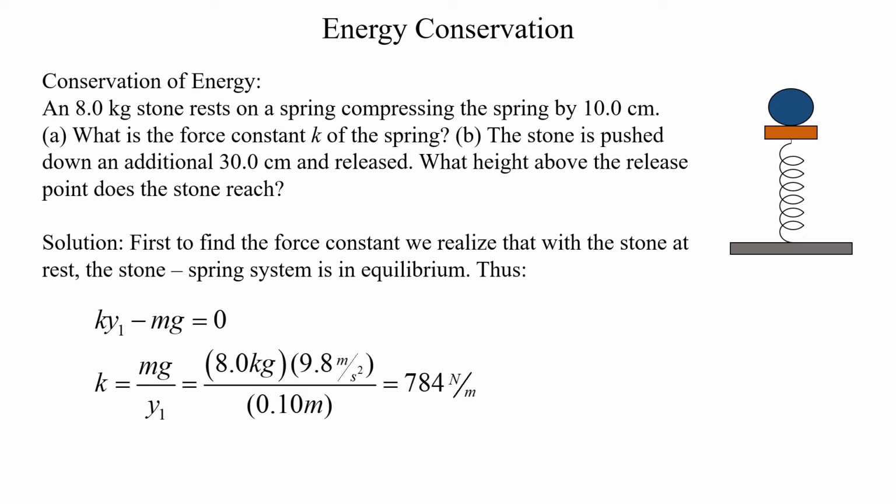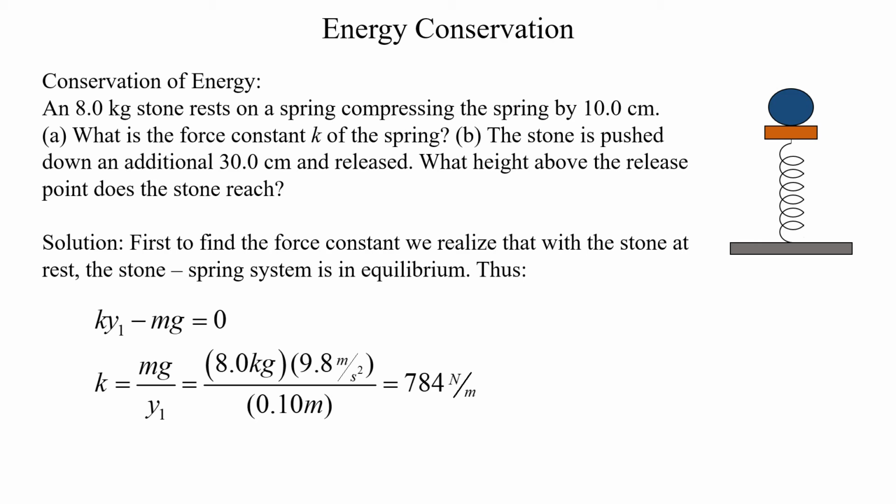So we have the 8 kilogram stone resting on the spring and compressing it by 10 centimeters. And so that means it's in equilibrium since it's at rest. So when it's in equilibrium, we have the weight pushing down and the spring force pushing up. Those forces must sum to 0. So we have k y1 minus the weight down equals 0. Well, y1 is, of course, the 10 centimeters the spring is compressed. And so we can solve for k, the spring constant, equals mg over y1.